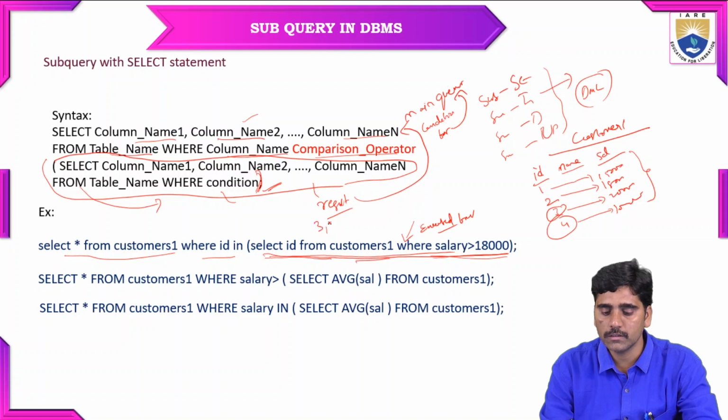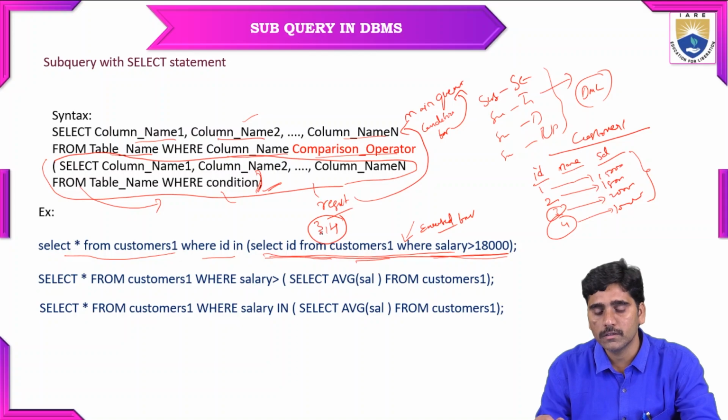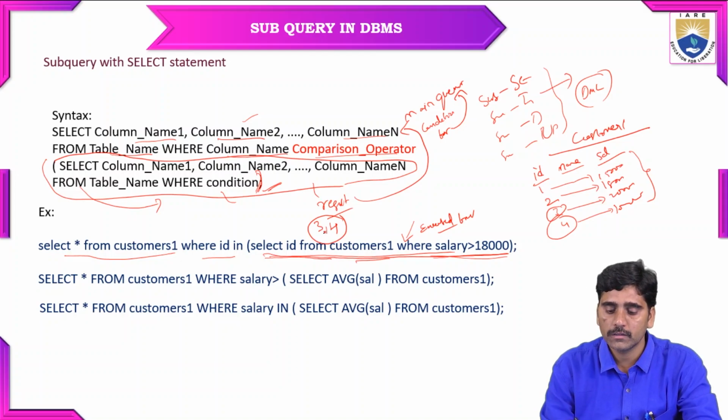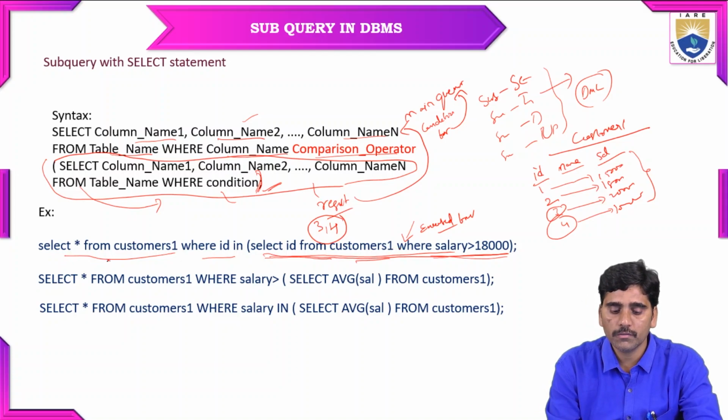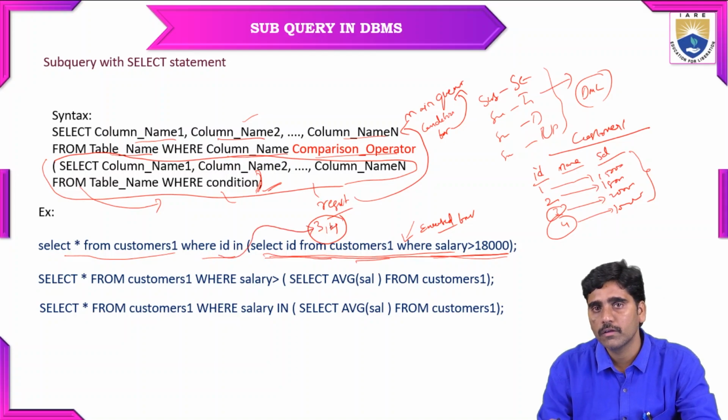They will be released as the result for this subquery. So 3, 4 are the IDs of the result of the subquery. Now, select star from customer 1 where ID in (3, 4).